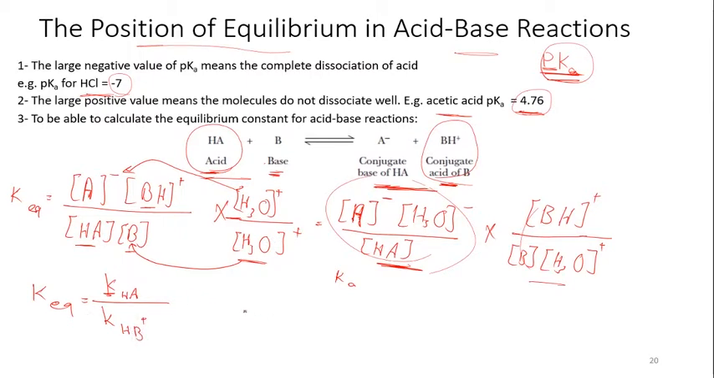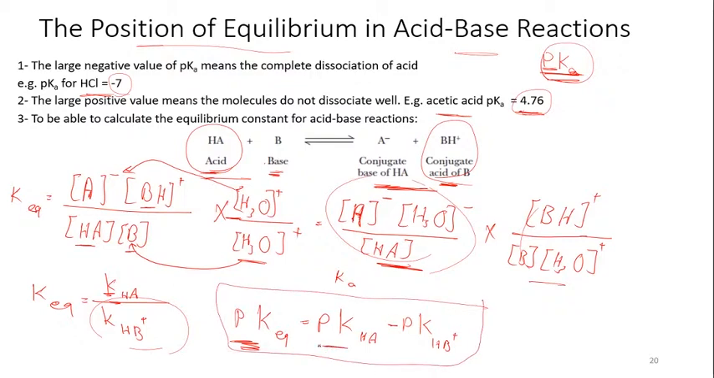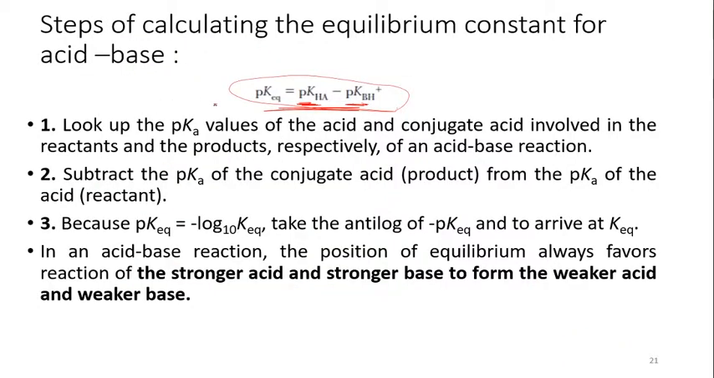Now if I use the exponent for more reasonable numbers, the exponent of my equilibrium acid base reaction would be equal to the exponent of my acid minus the exponent of my conjugate acid. So this is what I'm interested in, this last equation: the exponent of my acid minus the exponent of my conjugate acid.